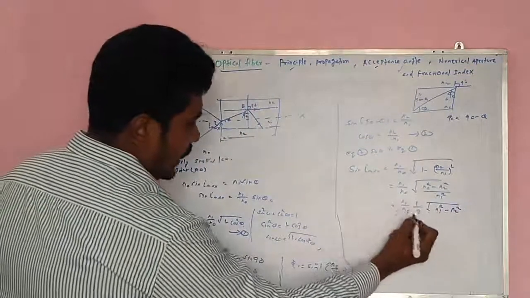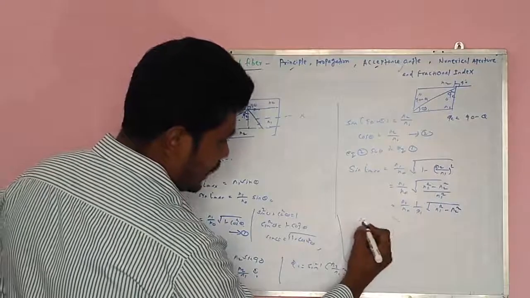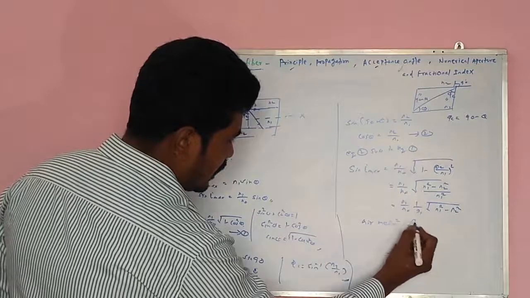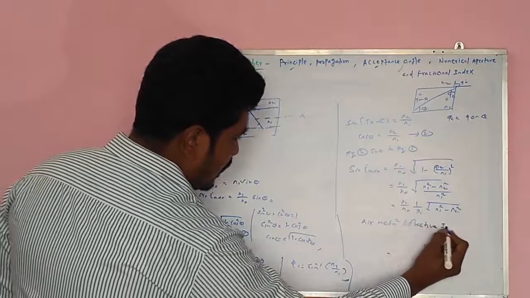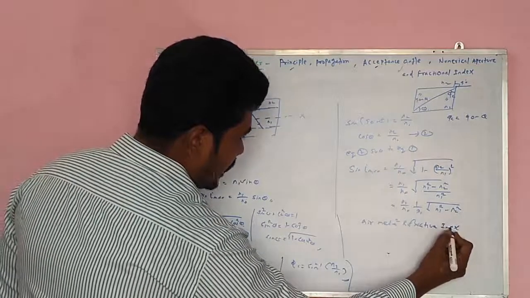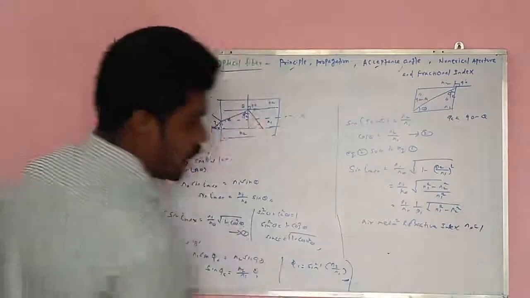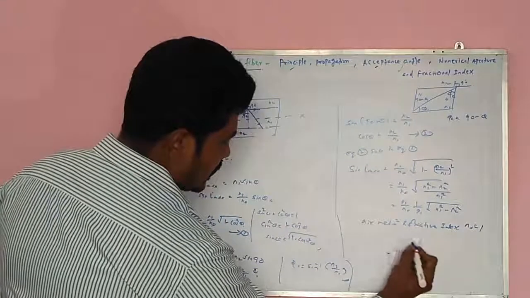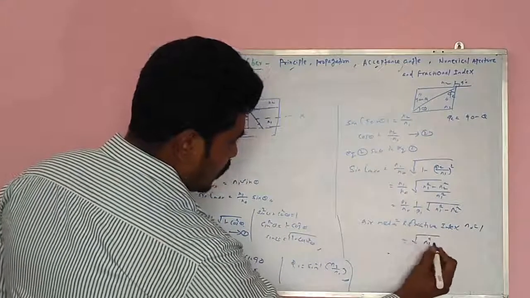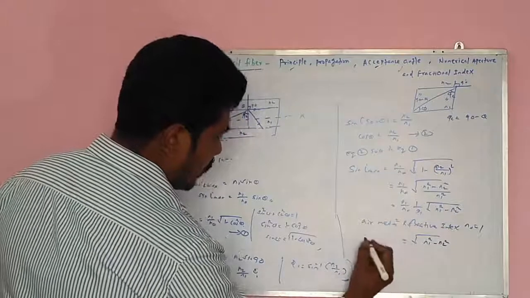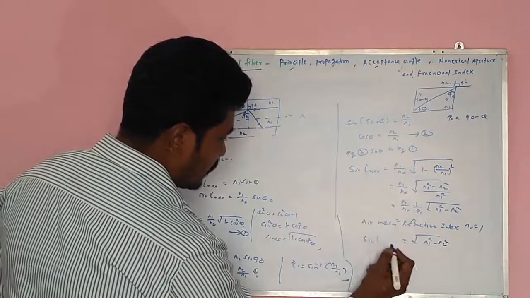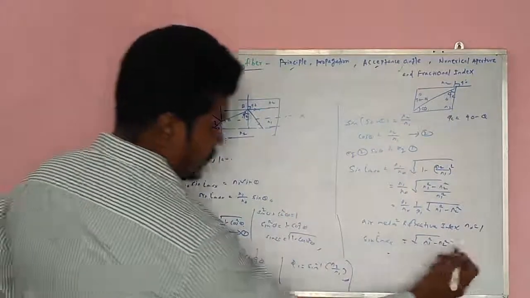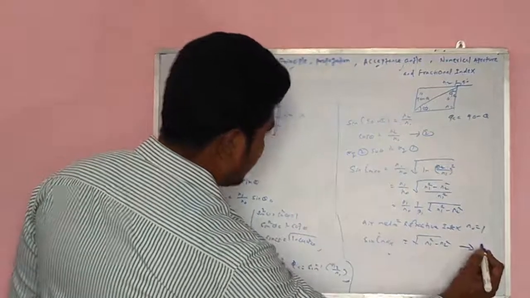So n1 cancels. Otherwise, the adjacent medium, the refractive index n0, is equal to 1. So the equation says sine i max is root of n1 squared minus n2 squared. That is the value of sine i max. So this is equation number 3.